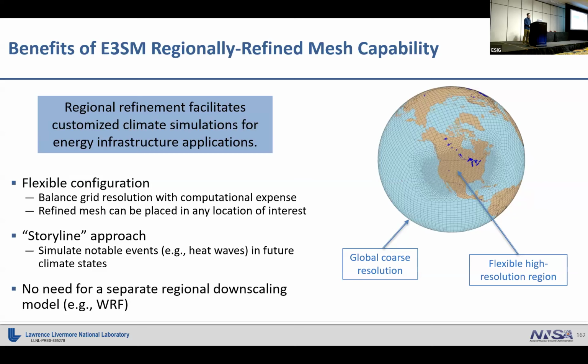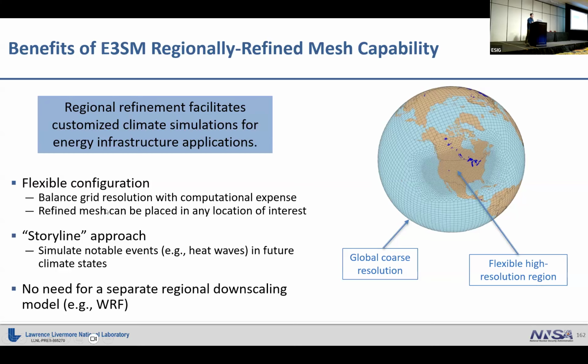So just to expand a little more on the benefits of the E3SM RRM capability, I think it really facilitates customized climate simulations for energy infrastructure applications. And we're starting to try to do some of that on my project. So I think what it offers is a flexible configuration where you can balance grid resolution with the computational expense. For example, the 3-kilometer global model, although it's designed for modern computing architectures, is still very computationally expensive. So this offers an alternative where you can focus your computation on a specific region.